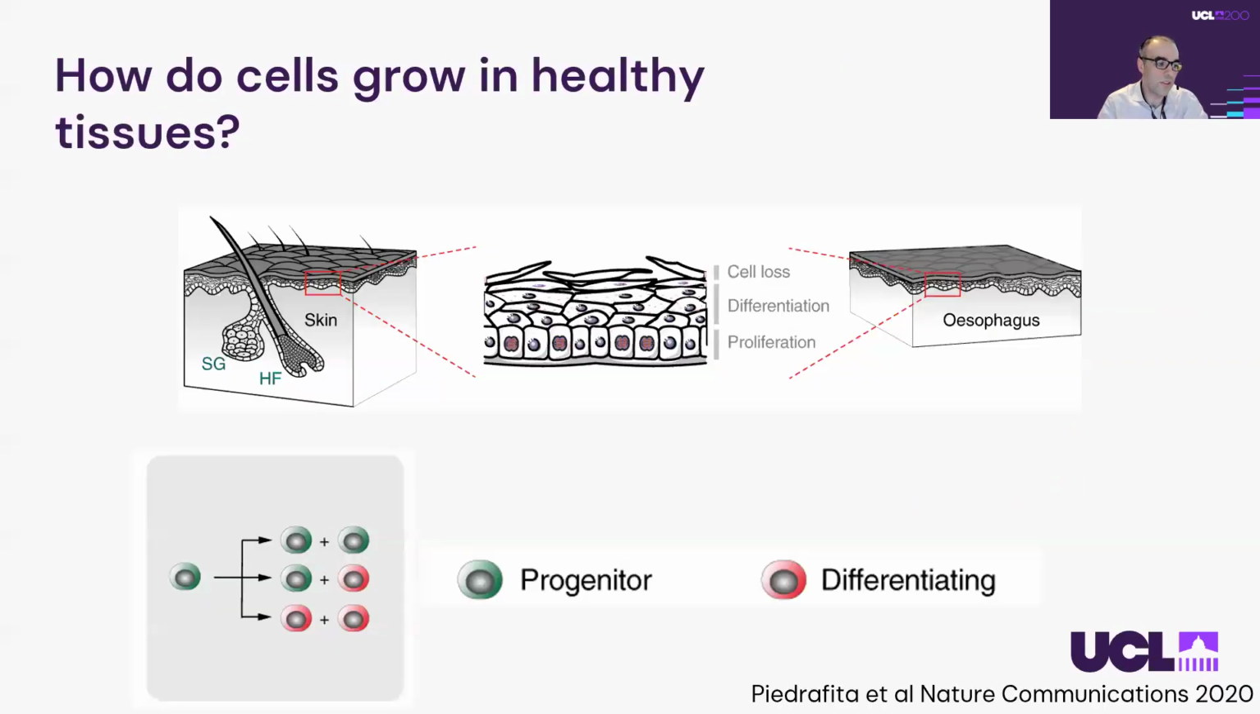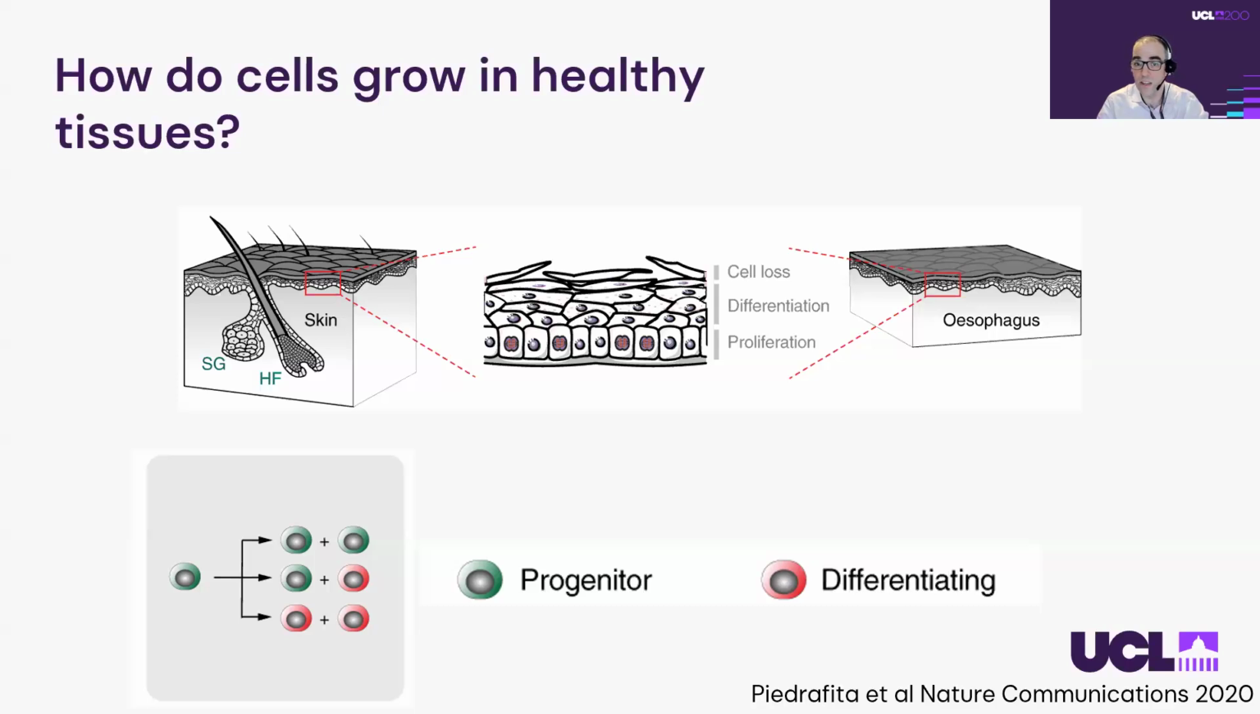And we're going to start by thinking about how cells grow in healthy tissues. We're focusing on squamous epithelial tissues like the skin, the esophagus. These tissues are maintained by a compartment of dividing cells in the basement layer. As the cells divide, some divide to give more dividing cells, some divide to give cells that differentiate.